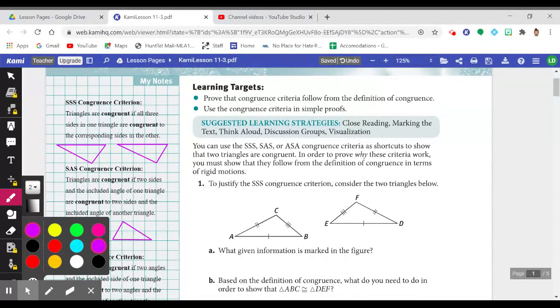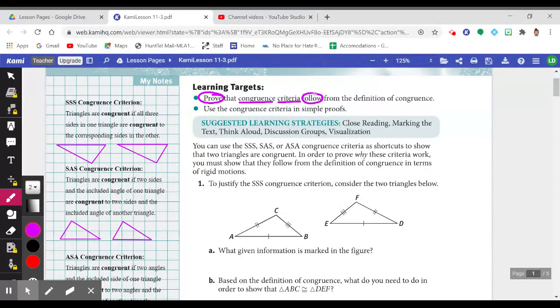in 11.1 and 11.2, and then even go back a little bit further into 9.1 and 10.1. So our learning target says prove that congruence criteria follow from the definition of congruence, and then we will use the congruence criteria in simple proofs. So again, rate these from 1 to 5, 1 being very little understanding of what it's asking us to do, 5 feeling very comfortable of what these learning targets are asking us to do.